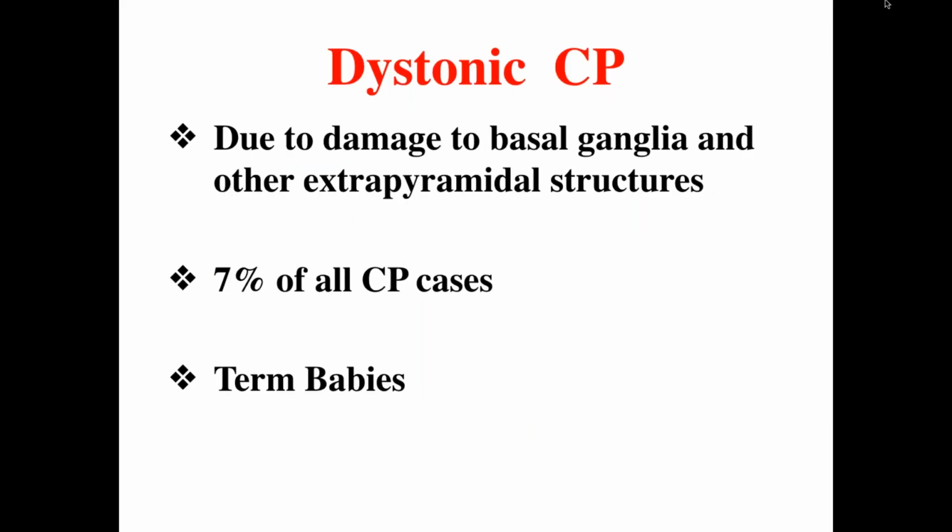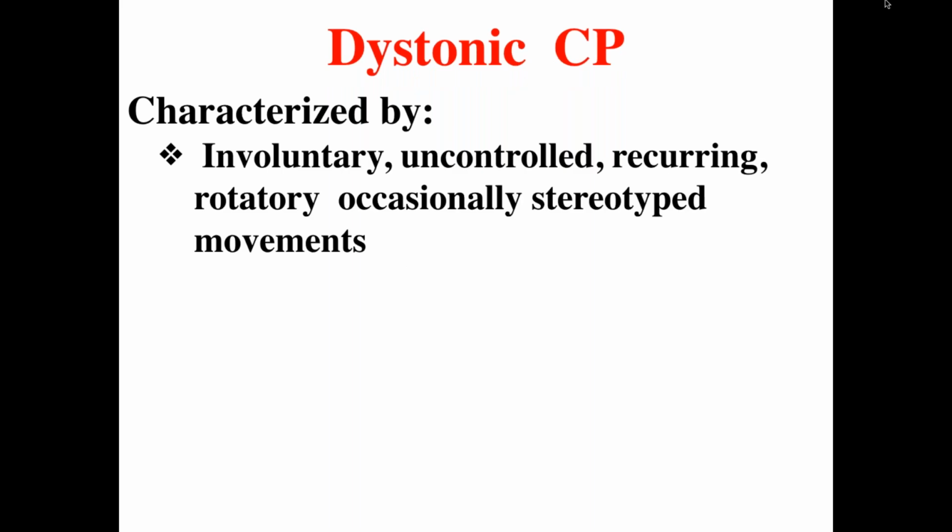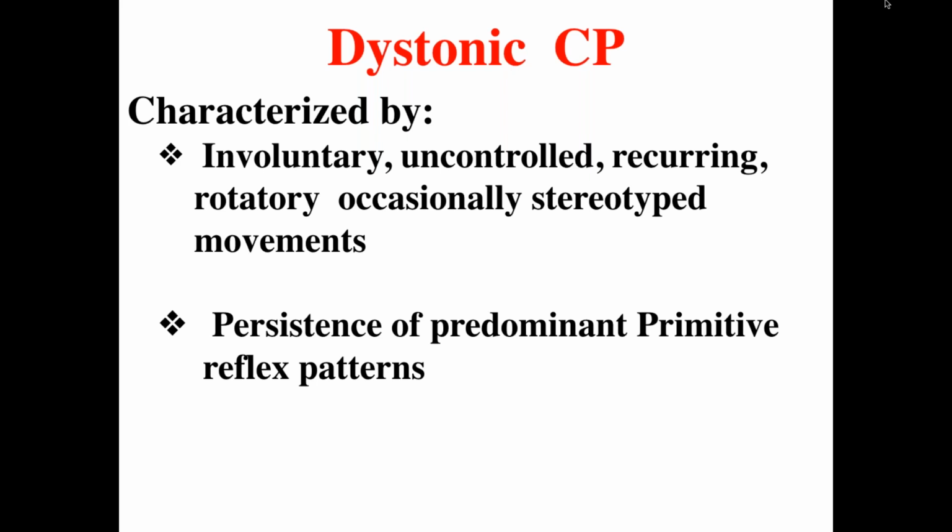Now, dystonic CP, I'll talk about in more detail because it is more commonly seen in our country. So this is due to damage to the basal ganglia and other extrapyramidal structures. It is characterized by involuntary, uncontrolled, recurring, rotatory, occasionally stereotyped movements. So dystonia is associated with abnormal, involuntary, rotatory movements and postures. The second component is the variable tone. Now, dystonic CP children also have much more prolonged persistence of primitive reflex patterns like Moro's, ATNR, grasp, and these reflexes are much more prominent and persistent in children with dystonic CP.